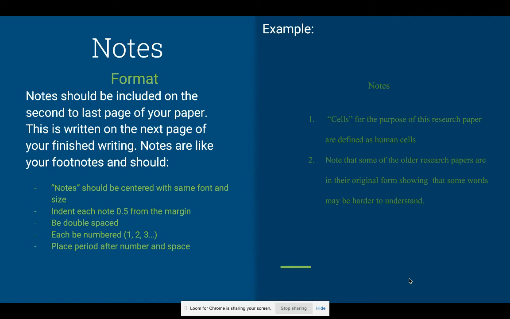So notes is centered, and then 1 is cells. What was the footnote that I put on our previous slide? Cells here in the purpose of the research would mean that it is defined as human cells. And another footnote was 2, which was that this was an older research.